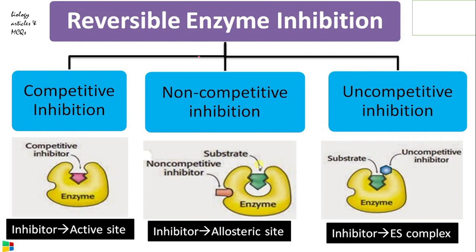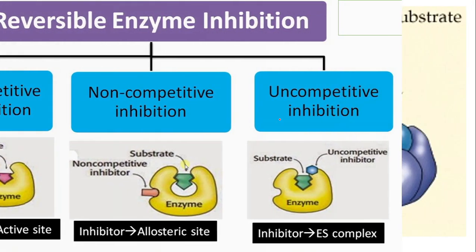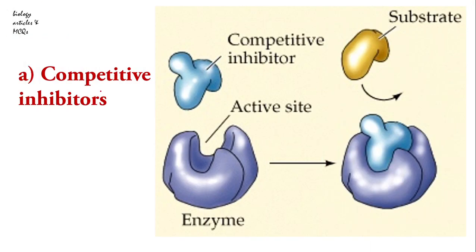So guys, the reversible inhibitors have further types: competitive inhibitors, non-competitive inhibitors, and uncompetitive inhibitors. The competitive inhibitors are the types that have structural similarity with the substrate, and due to this structural similarity, they can be easily selected by the binding site. Means it will attach to the binding site of the active site.